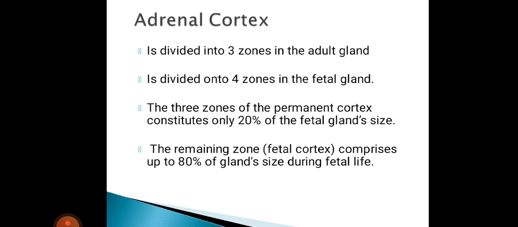Now coming to the adrenal cortex. The adrenal cortex is divided into 3 zones in the adult gland. It is divided into 4 zones in the fetal gland. This is a difference between the adult and fetal adrenal gland. The 3 zones of the permanent cortex constitute only 20% of the fetal gland size. The remaining zone comprises up to 80% of gland size during fetal life.